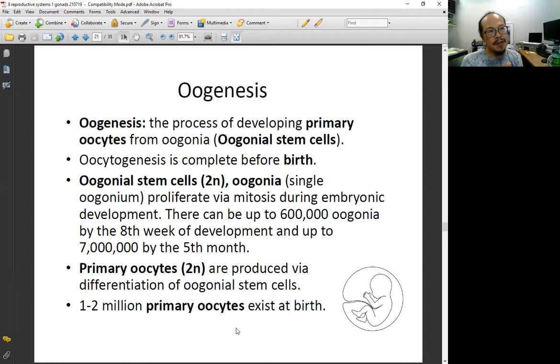And these stem cells, as I briefly mentioned earlier, produce the primary oocytes. However, these stem cells stop replenishing themselves very soon before birth. So after birth, there will be no oogonia. There will be no stem cells. All these stem cells will be already differentiated into the primary oocytes. So that's that. I can show you one of these pictures here.